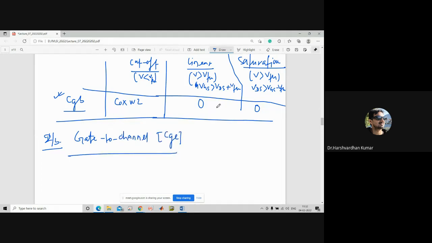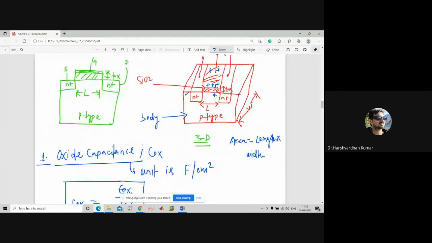So if you see gate to channel, we are interested in finding the gate to channel capacitance. When will the channel be formed, under which region of operation? Linear and saturation, right? We know very well that in the linear region the channel is symmetric, which means the length or width of the channel is symmetric for the drain and source side. So gate to channel means gate to drain side. Here there will be two capacitances.